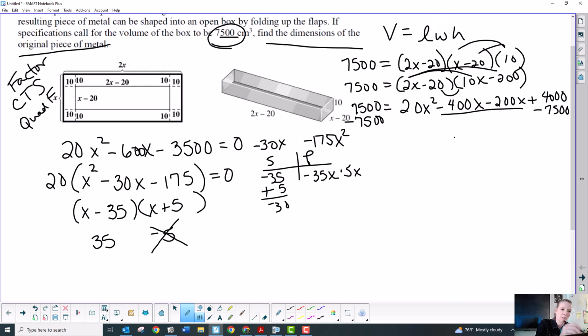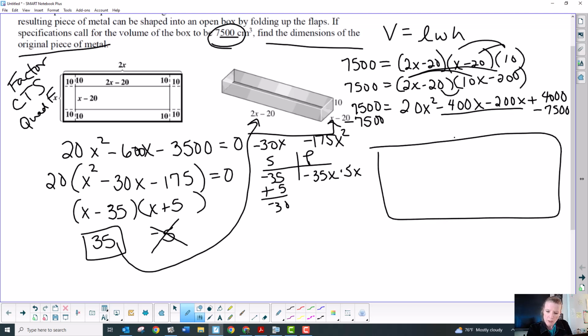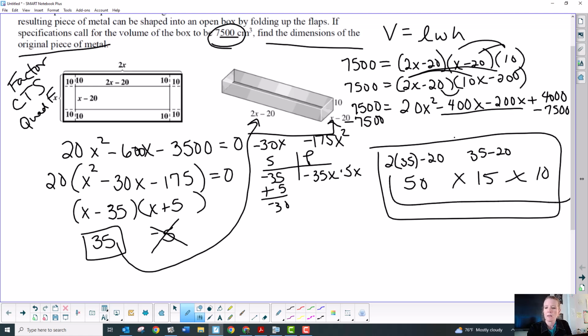And then I read my question to make sure I'm answering it. Find the dimensions of the original piece of metal. I'm not trying to find x. So I take the x and plug it in there and there. So 2 times 35 minus 20, which is 50. And then 35 minus 20 is 15. And then the other side is 10. So it's 50 by 15 by 10, and that's my final answer. And that would be centimeters, by the way, because it's centimeters cubed.